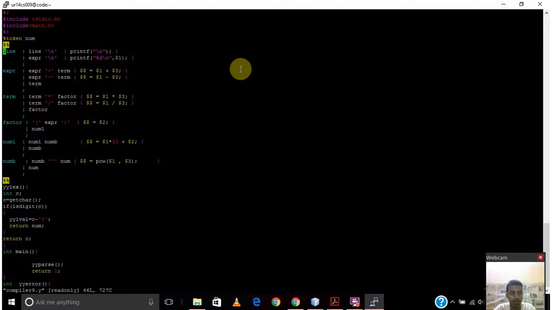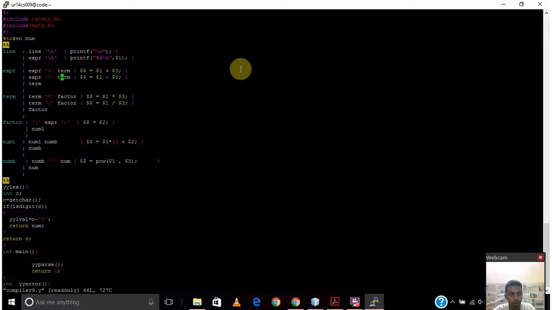Those enclosed between the percentage marks are my set of definitions and rules. For the line I'll have my printf, and $1 is getting my first operand, and this is $1 plus $3. Since in the first case I had 2 plus 2, 2 will be stored in $1 and the second operand will be stored in $3. Both these operands will be added, and $1 will be stored in expr and the other one in term. Similarly for minus, I will have expr as $1 and term as $3.